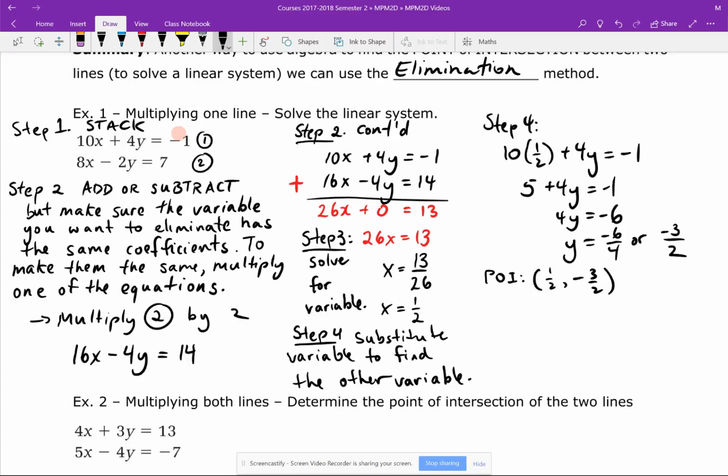Okay, and you can verify that with Desmos. So step 5 would be to check algebraically or with Desmos. I don't have enough space here, so I'm going to leave the checking step for you guys to do. But you can check using Desmos or algebraically. So 1/2 and negative 3 over 2 is my solution to this system.